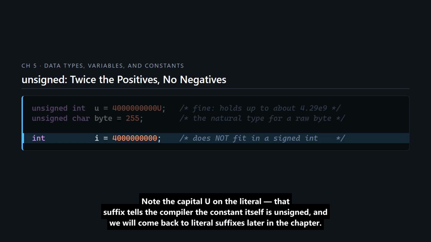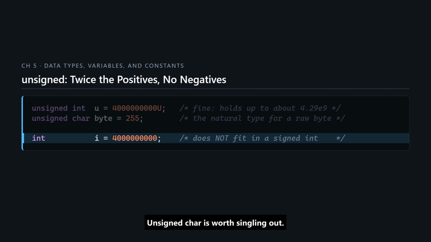Note the capital U on the literal. That suffix tells the compiler the constant itself is unsigned, and we will come back to literal suffixes later in the chapter. Unsigned char is worth singling out.